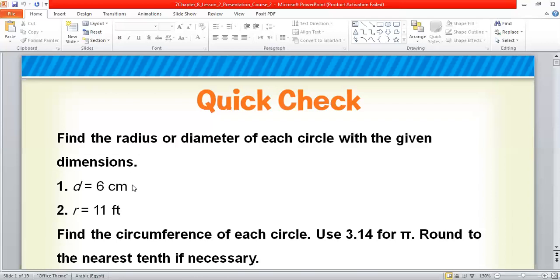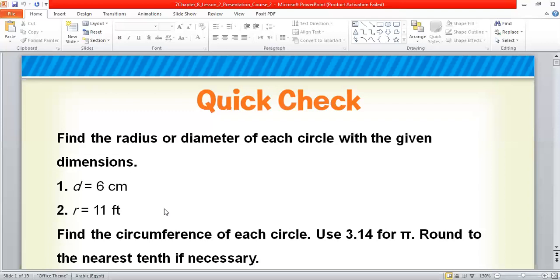Here, in the first question, I divided by 2 because I had the diameter. Here, in the second one, I will multiply by 2 because I have the radius and I need to find the diameter. So the diameter is double 11, 2 times 11, so it equals 22. So if he gives me the diameter, I will divide it by 2. If he gives me the radius, I will multiply by 2.